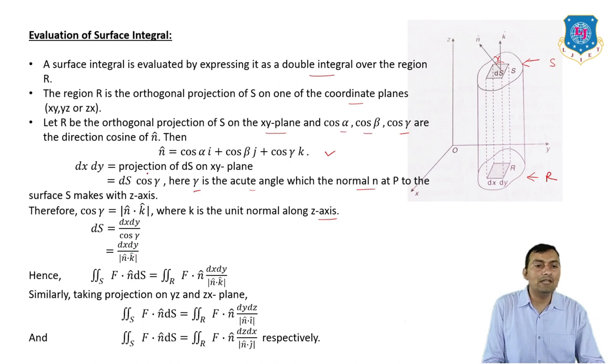Similarly, we can take ds as the subject. So we can have dx dy divided by cos gamma, and again cos gamma is replaced by this form. So we have ds equal to dx dy divided by mod of n cap dot k cap. Hence, our surface integral of f dot n cap ds will be the same as the double integration of f dot n cap dx dy divided by mod of n cap dot k cap.